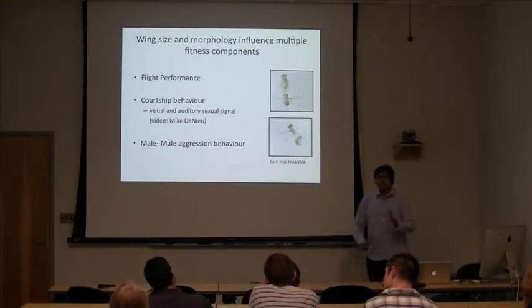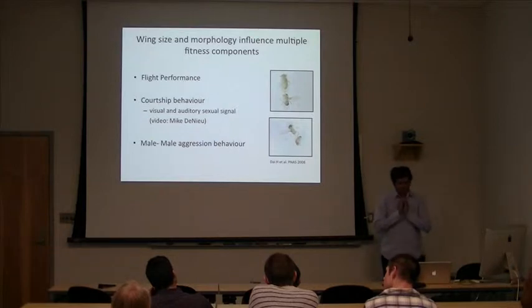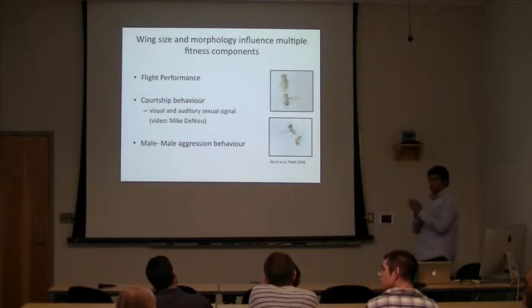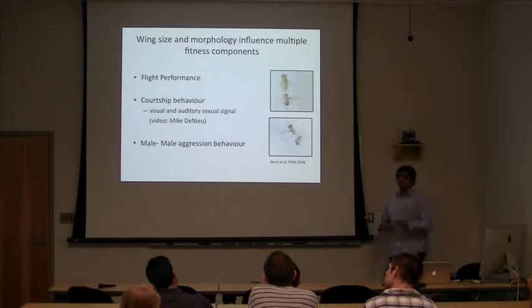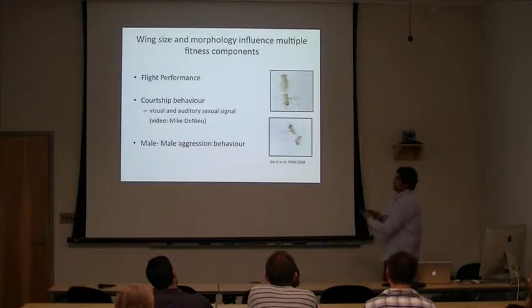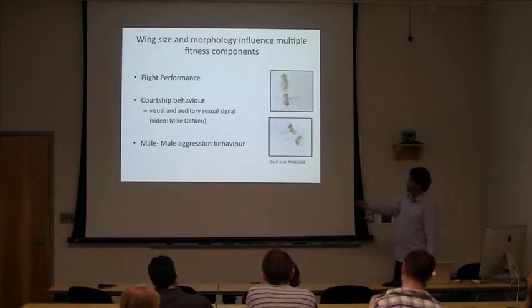We are looking at the wing because we know that it can affect different components of fitness. The obvious one is flight performance, right? But in the lab, it may not be as important to look at flight performance. I don't know, I'm assuming this. But what is more relevant to us is courtship behavior.